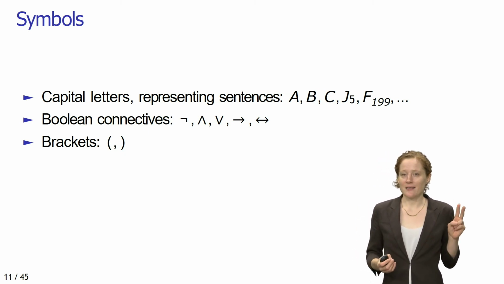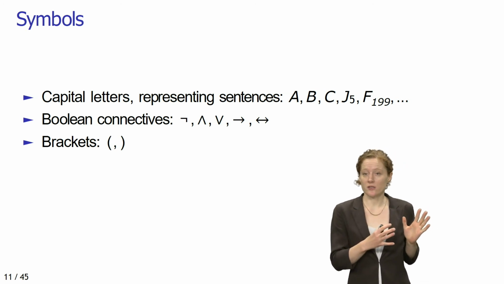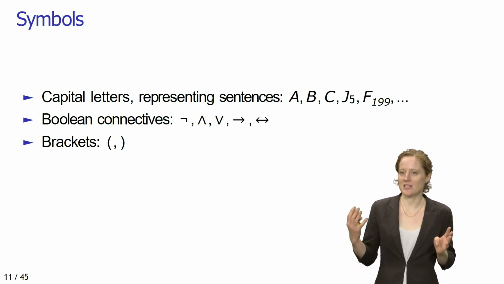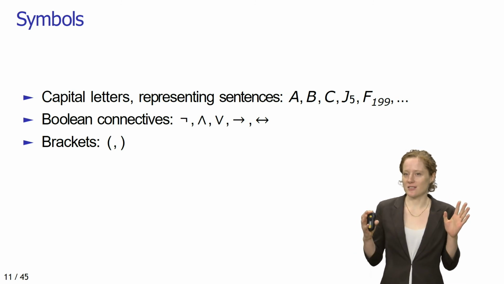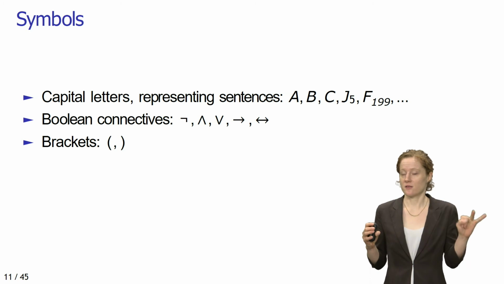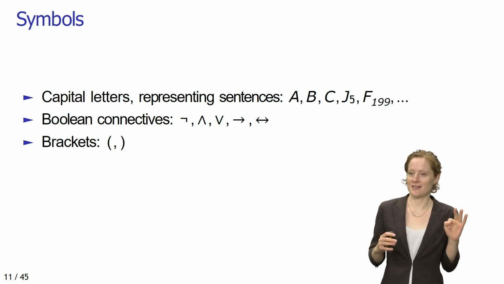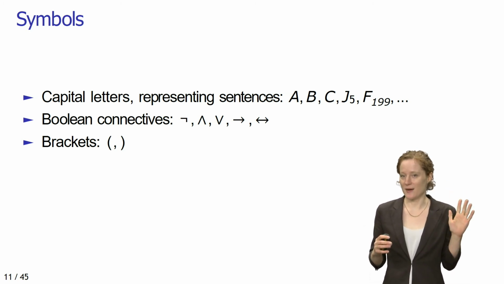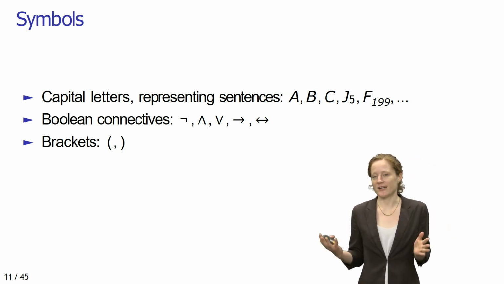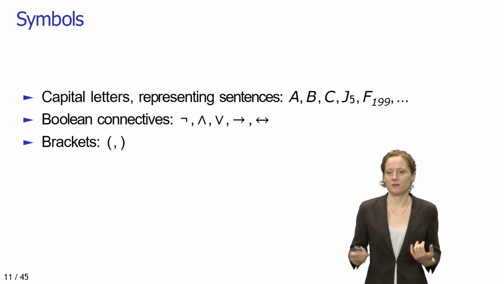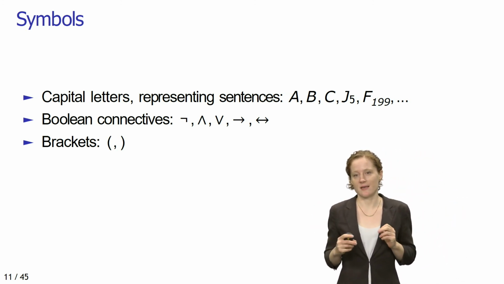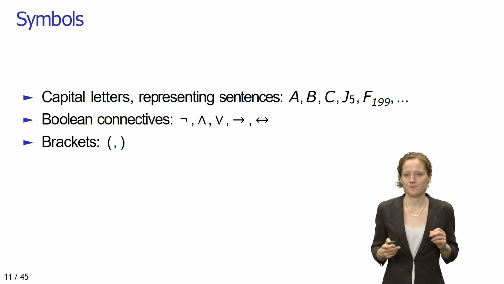Then secondly, we have the so-called Boolean connectives. I'm going to talk more about those in just a second. For now, let's just observe that we have 5 of them: the negation sign, conjunction sign, disjunction sign, the conditional, and the biconditional. And finally, we have brackets, the opening bracket and the closing bracket. Those are the 3 groups of symbols that are part of TFL.